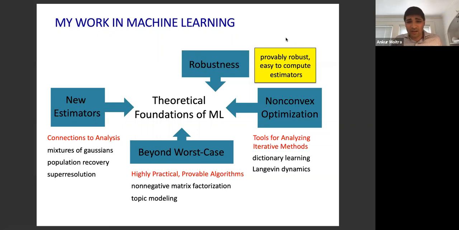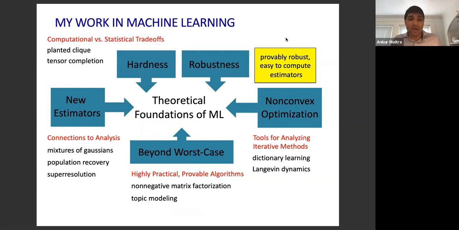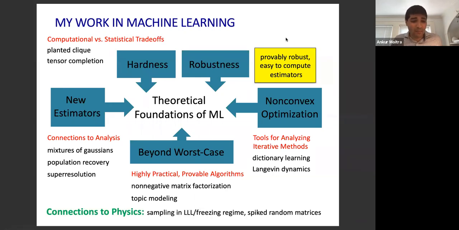And lately, I've been working a lot on non-convex optimization, so trying to understand how iterative algorithms work when the geometric space is not simple, when it's non-convex, but maybe it has nice symmetries for things like matrix completion. I also think a little bit about computational versus statistical trade-offs. And I also think a lot about connections to statistical physics, because that's also a good way to make predictions about computational versus statistical trade-offs and study nice average case models.